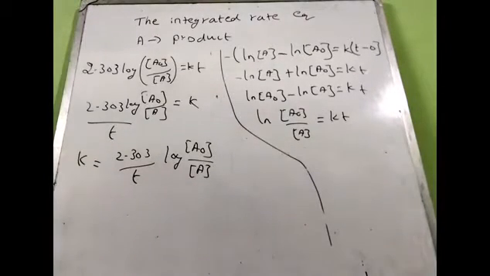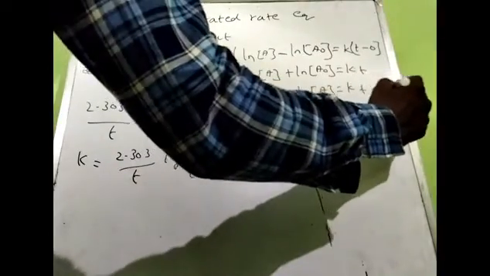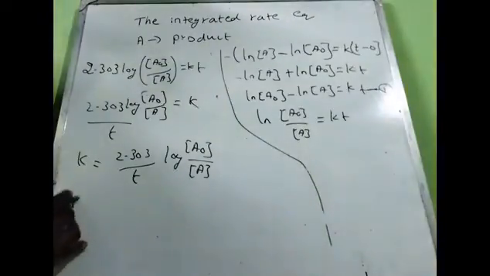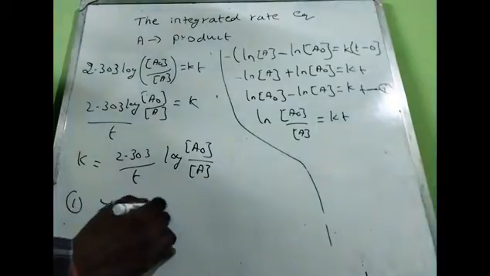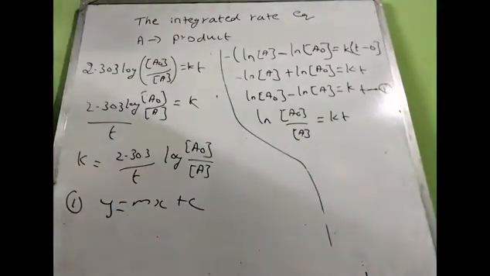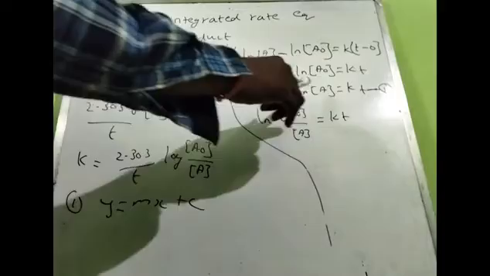They asked to write the same term in the form of y equals mx plus c. If you want to write y equals mx plus c, we already have equation 1: minus of dA by A equals kd. So you can write it as y equals mx plus c. Take this as equation 1. From this equation 1, you want to write y equals mx plus c. So y is a function. Here your function is log a. So bring log a to the next side.